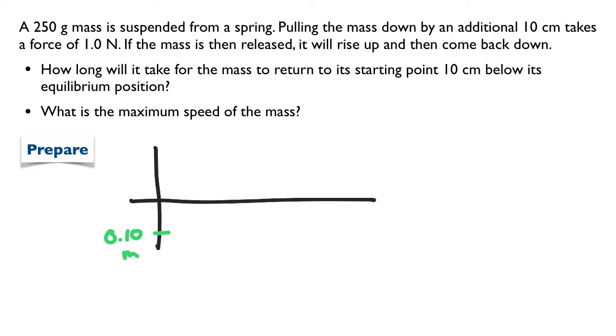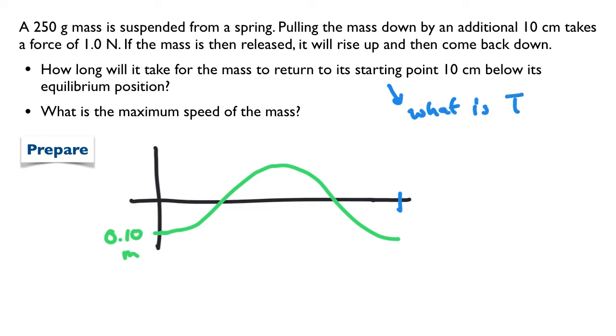And then I let it go, and the mass is going to rise up to its highest point, and then it's going to come back down to its equilibrium position. That is one complete cycle of the motion, and we can see that. So the first question, how long will it take the mass to return to its starting point? That is just basically saying what is the period for the motion. Okay, we can say that. And the second piece, what is the maximum speed of the mass? Well, we're just looking for v max. One other thing we can do by way of preparation is we can say this. Pulling the mass down by an additional 10 centimeters takes a force of 1 Newton.